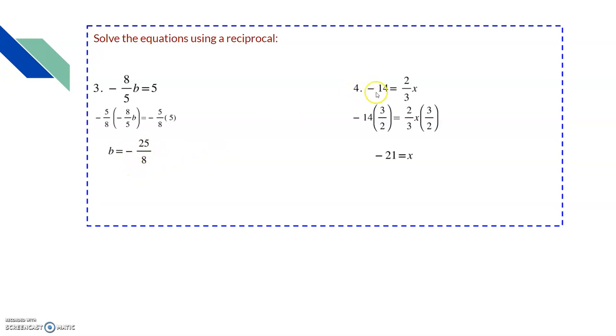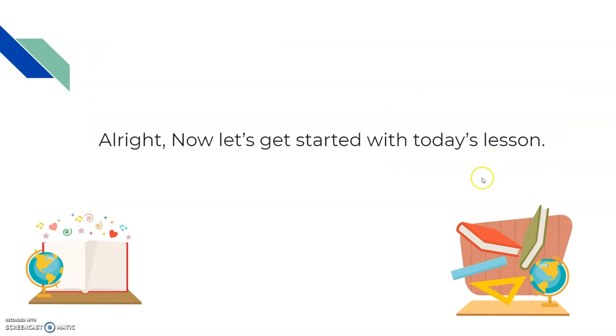For number 4, we have minus 14 equals 2 over 3x. Minus 14, the reciprocal of this is 3 over 2. Without the variable, minus 14 times 3 over 2 equals 2 over 3x times 3 over 2. These two cancel out, x is left alone, and we get minus 21. Alright, now let's get started with today's lesson.